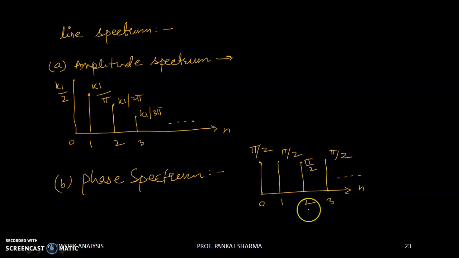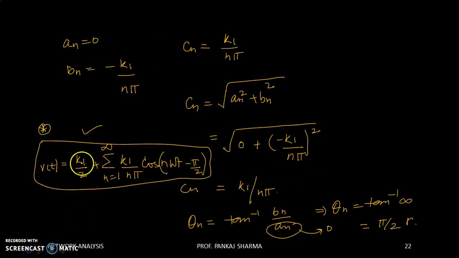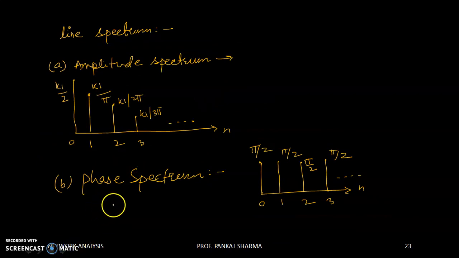So this is your complete line spectrum. We have seen initially that the line spectrum contains two things. The first one is the amplitude spectrum, and the second part is your phase spectrum. As you can see from the series, this is your complete series. From this only we are going to plot the line spectrum. One is your amplitude spectrum, and the other one is your phase spectrum. We have calculated amplitude and phase also.